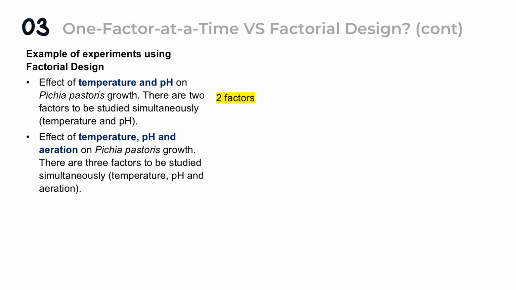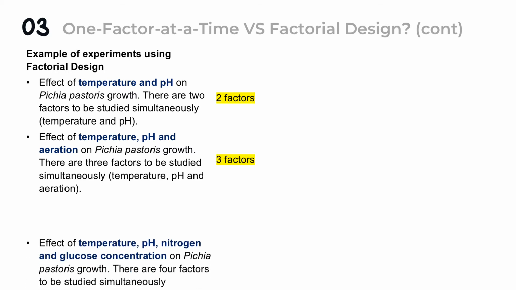In the second example here, we add one more factor, that is aeration. So altogether there are three factors, namely temperature, pH, and aeration. The response is still the same, the Pichia pastoris growth. So this experiment is called three-way factorial design because it has three factors.